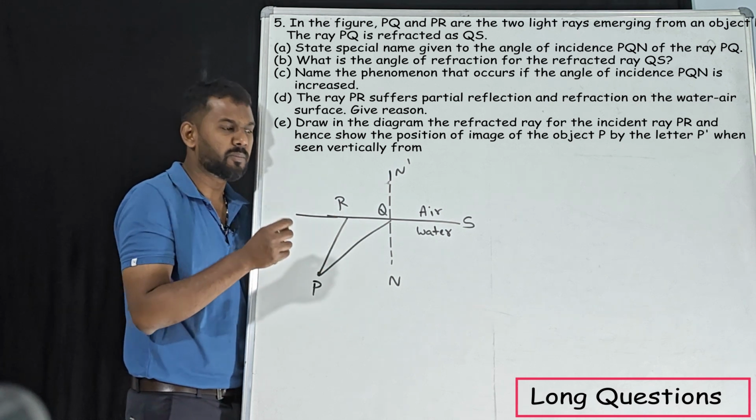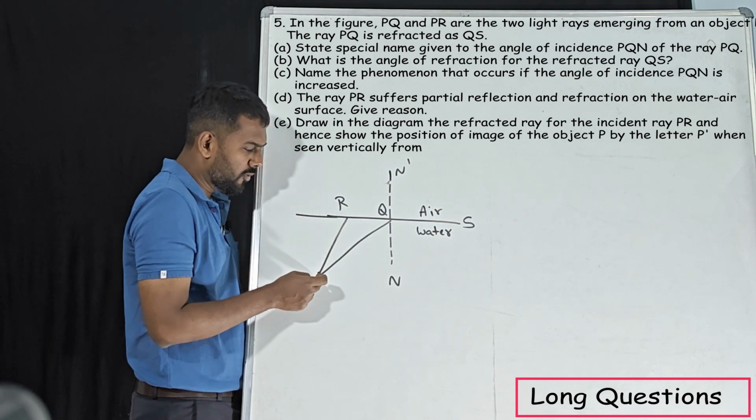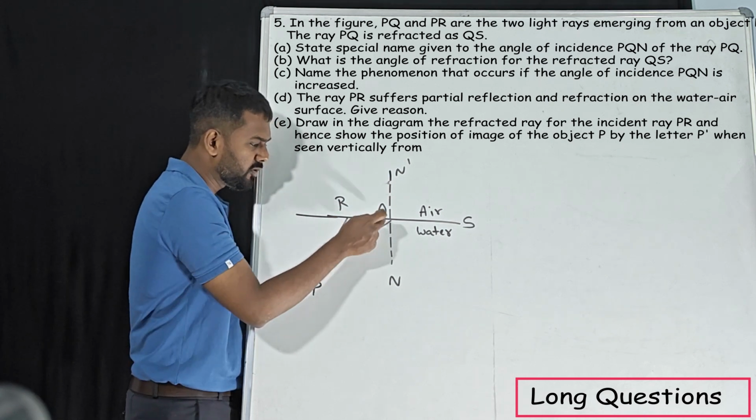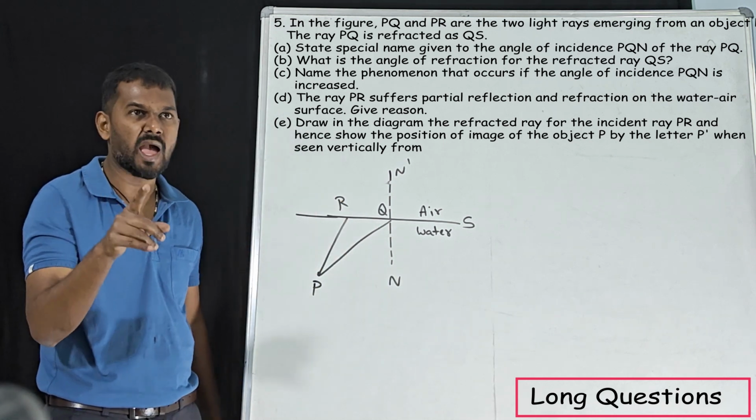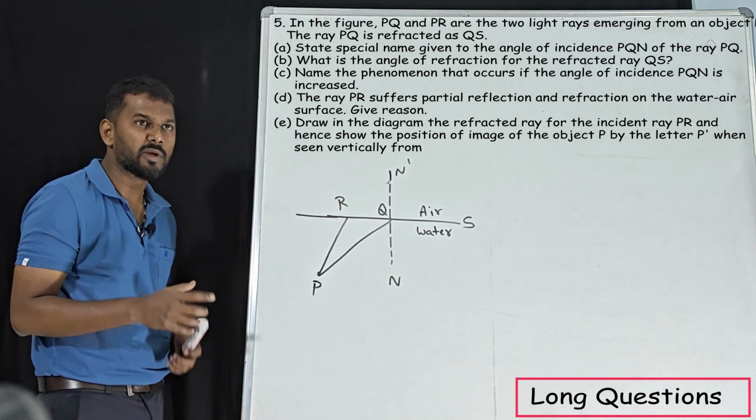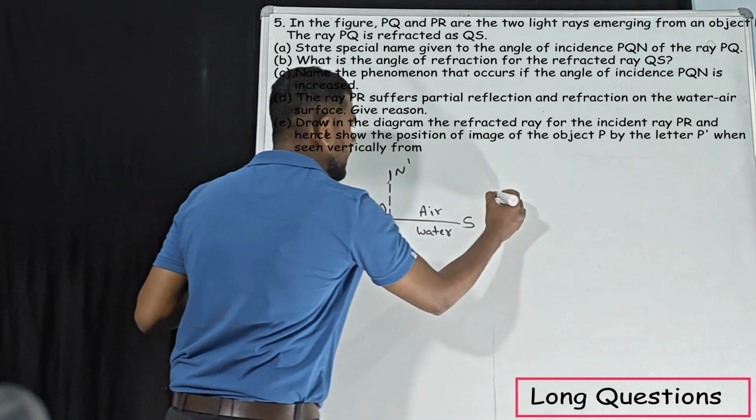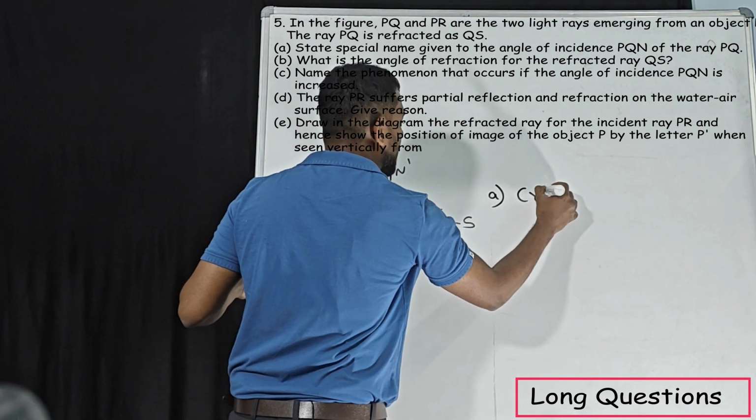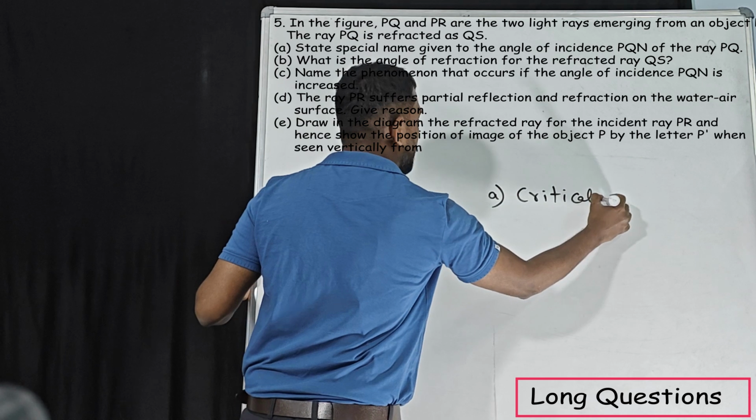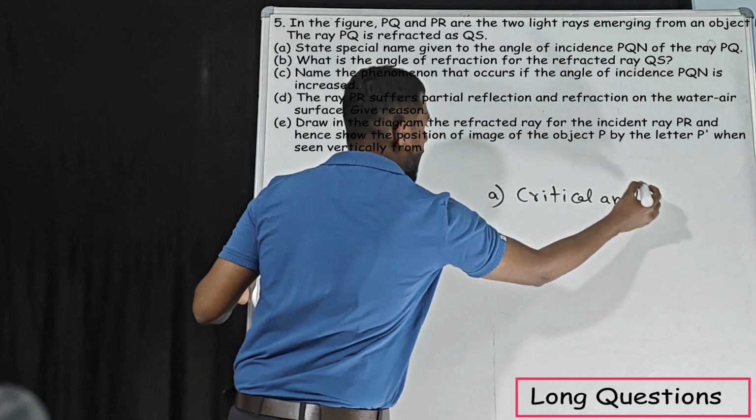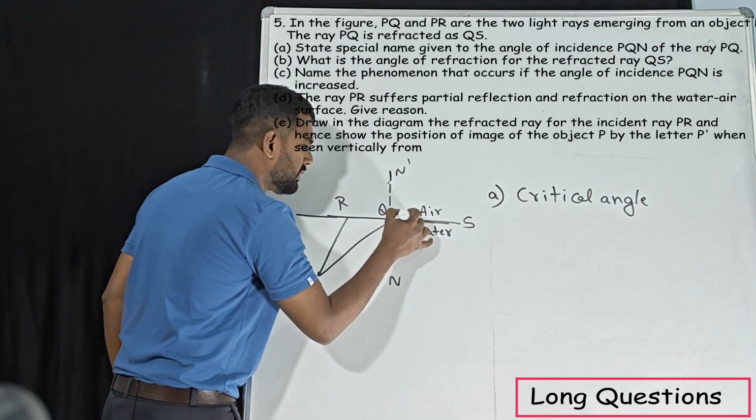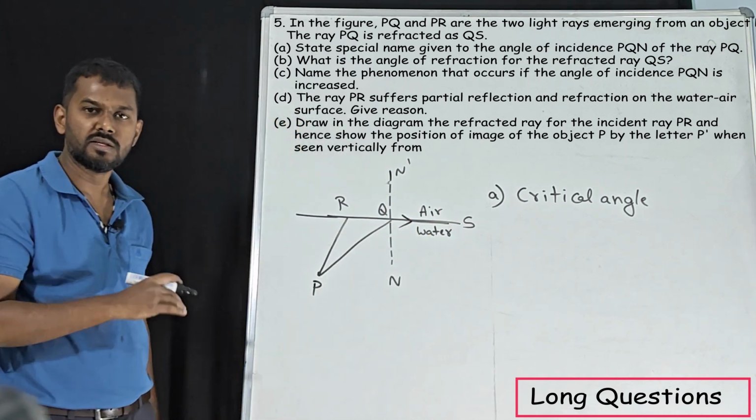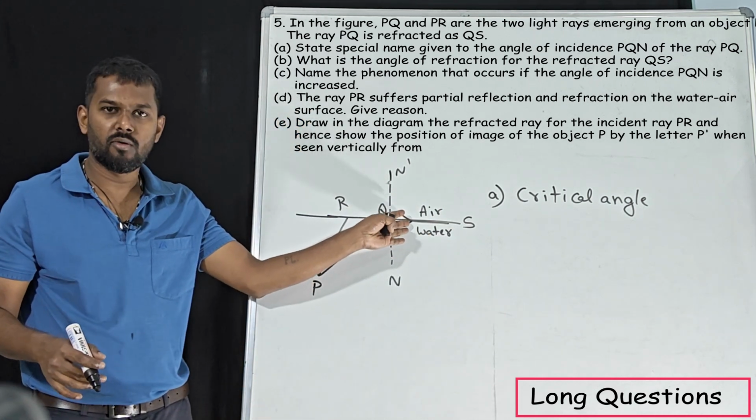PQN of ray PQ. For the ray PQ, what is the special name given for PQN? Whenever we are talking about three terms, that means we are talking about the angle PQN. The answer for sub question A is critical angle, because it is clearly showing the refracted ray at the surface of the water.